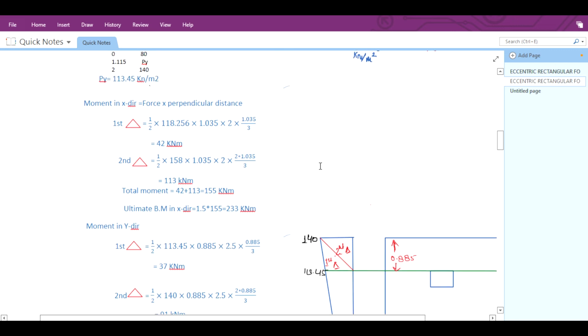So your ultimate bending moment in the x direction will be 1.5 into 155, that is 233 kilonewton meter. Similarly, you have to calculate for the y direction.